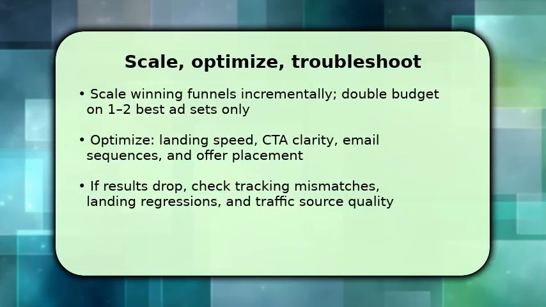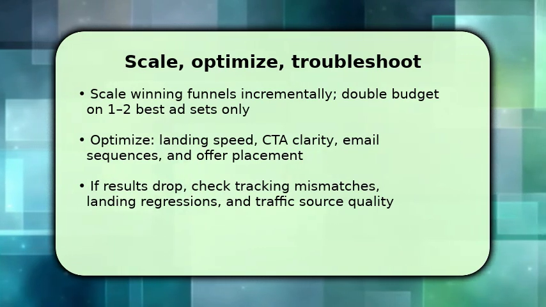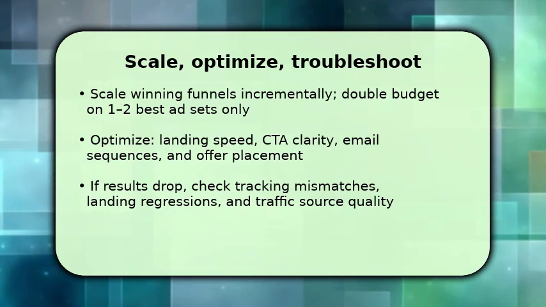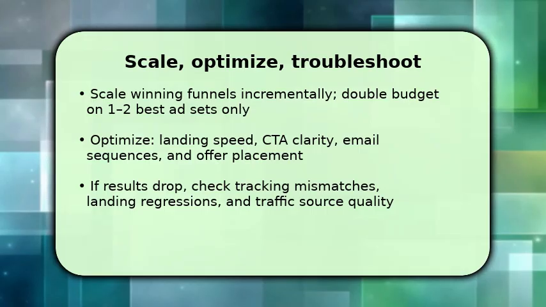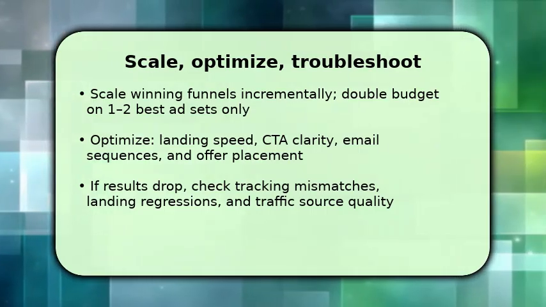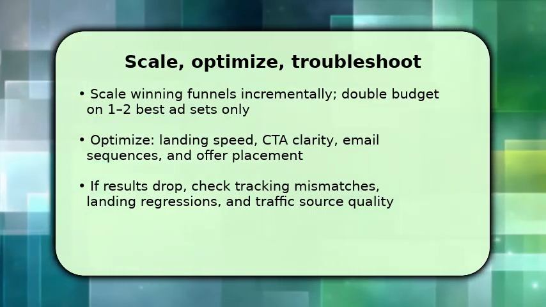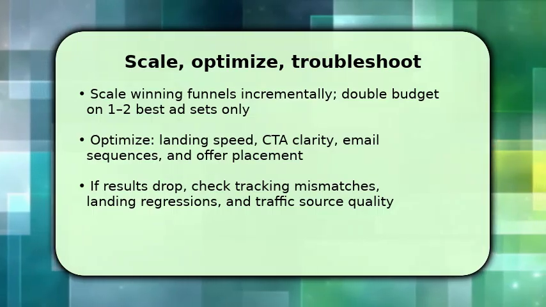You finish by scaling winners carefully. Increase budget on the top 1-2 ad sets and mirror successful creative variations. Then optimize continuously, improve landing speed, tighten CTAs, refine email sequences, and reposition offers based on conversion maps.